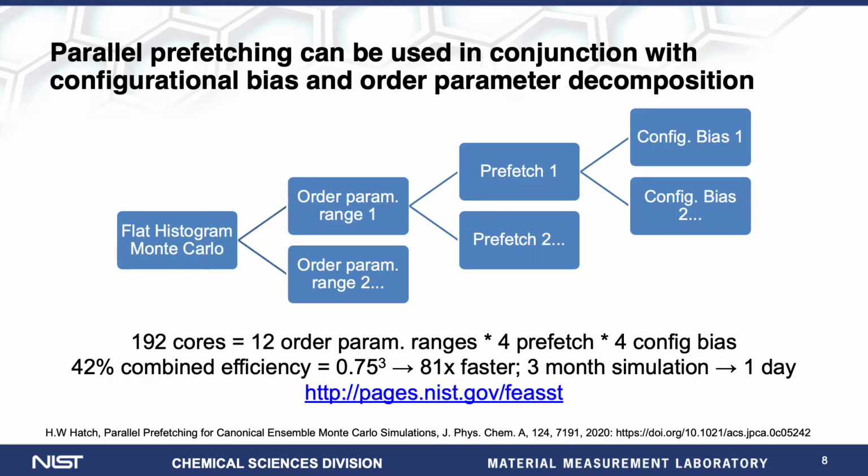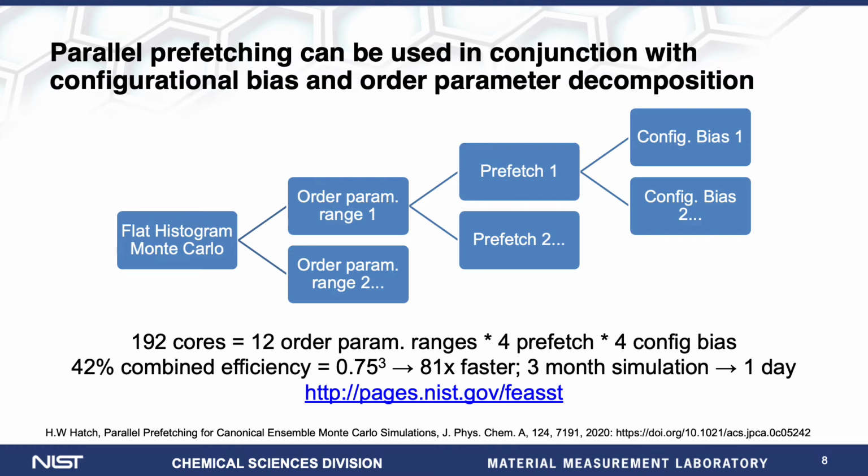Prefetching can be used at the same time as all of the other parallel algorithms I mentioned earlier, including configurational bias and order parameter decomposition. For example, a flat-histogram grand canonical Monte Carlo simulation to compute phase equilibria could be parallelized over 12 different order parameter ranges. Each one of these order parameter ranges could have 4 simultaneous prefetching attempts, and each of those could have 4 configurational bias threads. This means that the simulation is parallelized over 192 cores in total.